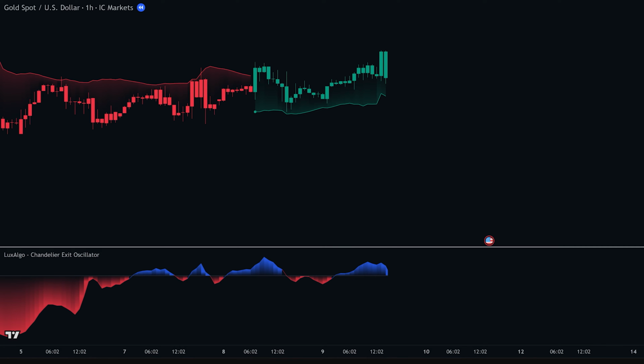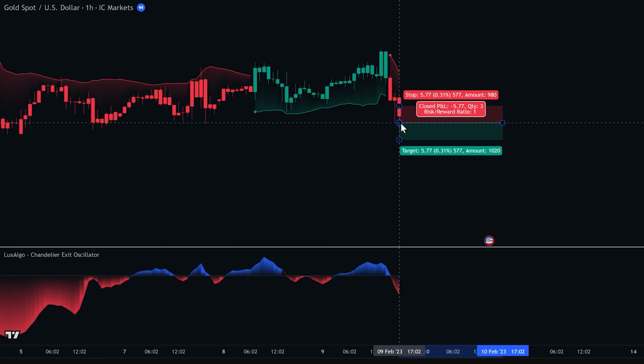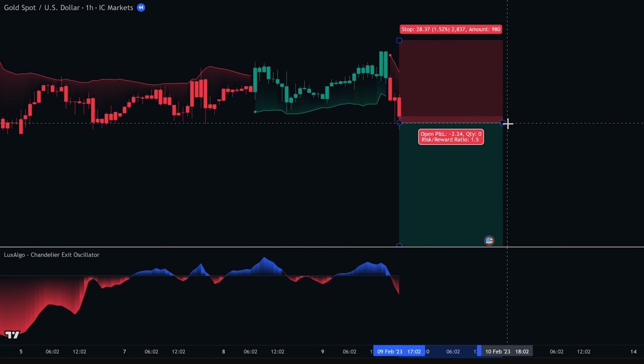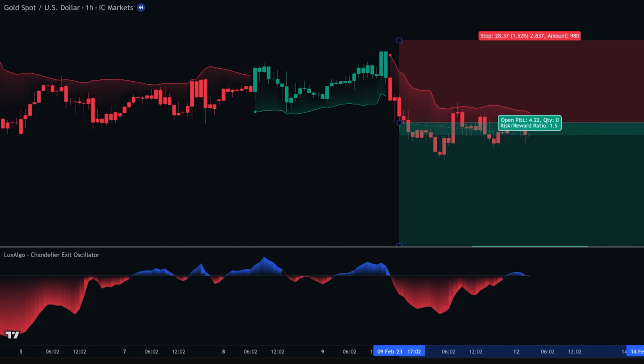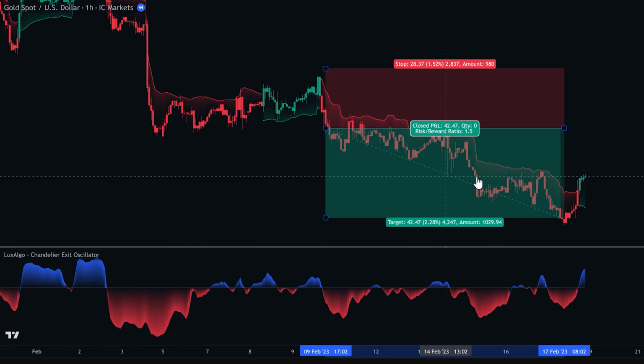For a sell trade, look for price to close below the green trailing line. If the oscillator also flips red, that's your short breakout signal. Enter on the close, place your stop above the swing high, and target 1 to 1.5 risk to reward. If you allow this trade to run, you will see that it easily reaches your profit targets.